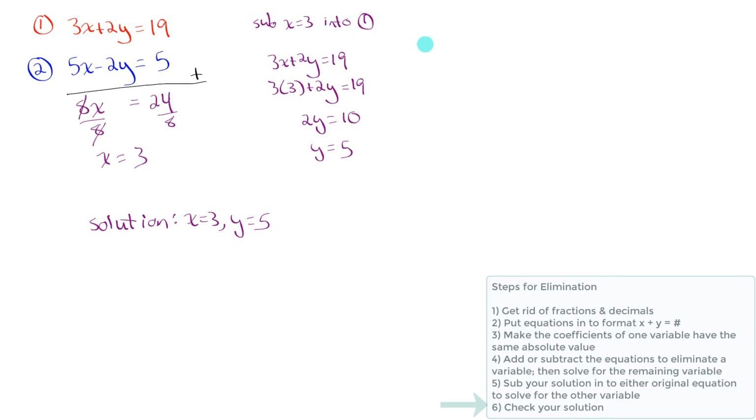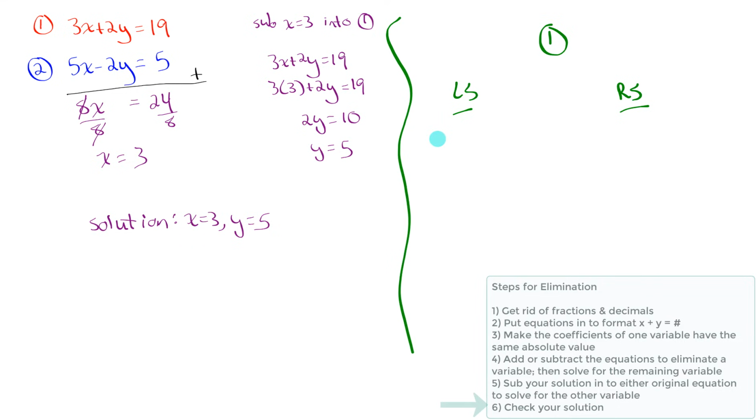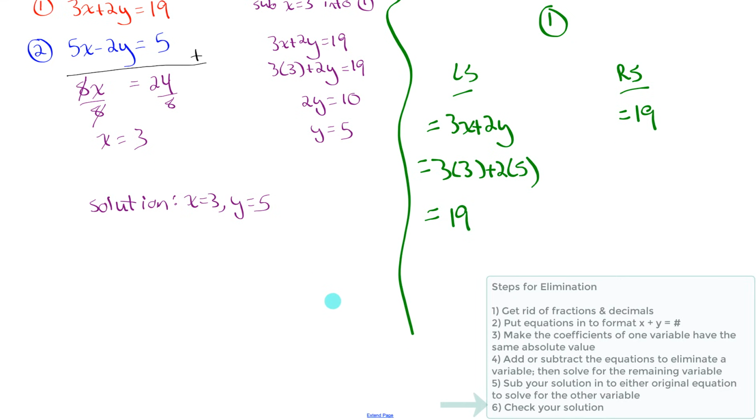So I've just shrunk the work here off to the side to give myself some room to do a left side, right side check. Let's do it for equation 1 first. I'll do left side, right side setup. The left side of the equation was 3x plus 2y. The right side was 19. Let me check my solution, 3, 5. So I'll sub in 3 for x and 5 for y. I get 9 plus 10, which is 19. Left side equals right side. That verifies that the point 3, 5 is on equation 1.